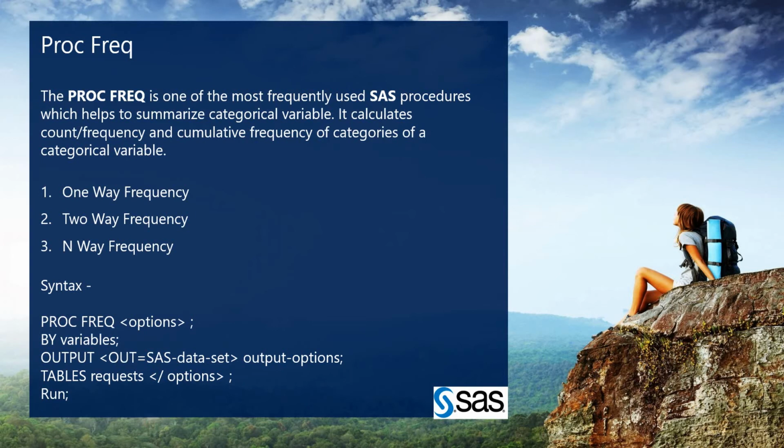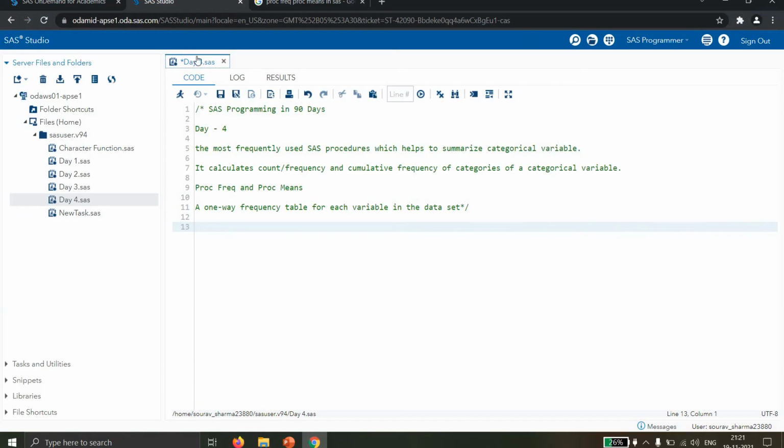We have three types of proc frequency we can use: one-way frequency, two-way frequency, and n-way frequency. We will see how the one-way, two-way and n-way frequencies work. Let's start with SAS Studio.